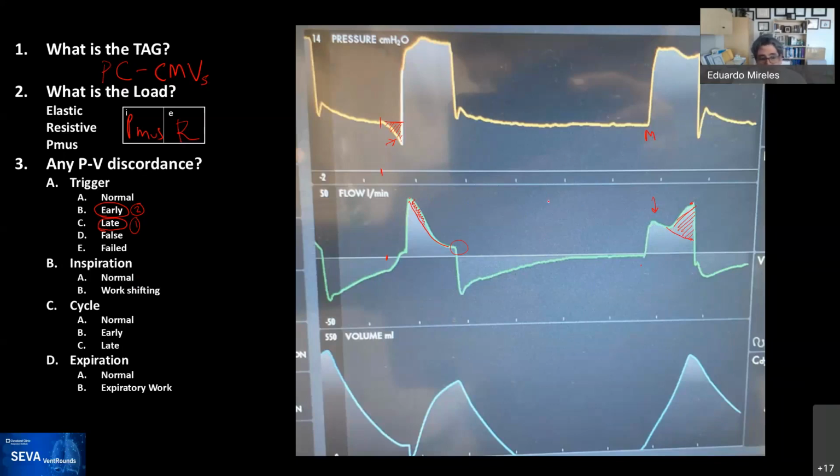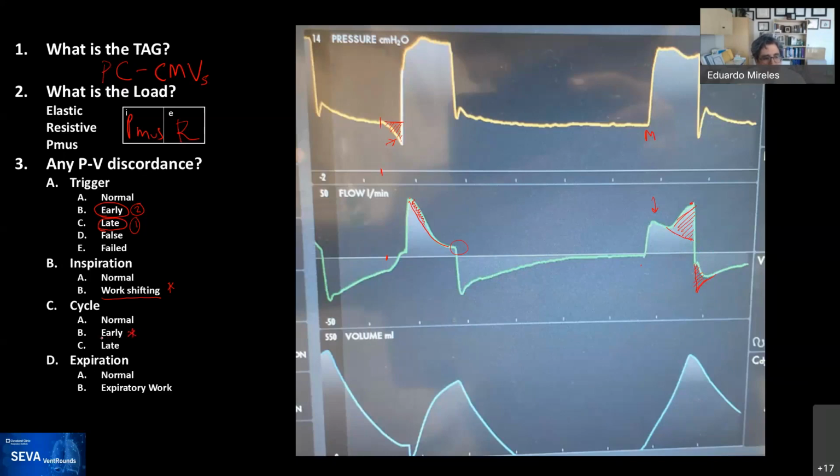So there's a degree of work shifting without doubt on the second breath, but I'm going to put this work shifting with an asterisk, and I'll talk about that in a second. Then in terms of cycle, the first breath is normal, the cycle is normal, but on the second one you see that instead of the peak flow going all the way up like that, that's missing compared to the prior one. That tells you that the patient was still doing inspiratory effort when this cycled off. And so technically this is an early cycle.